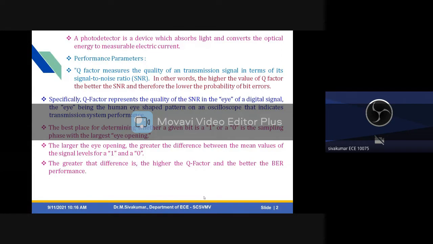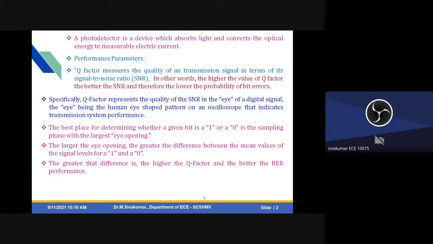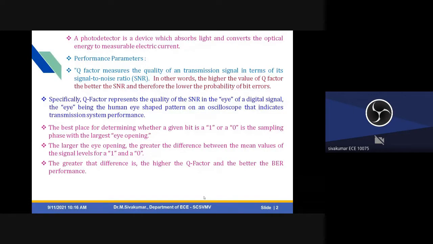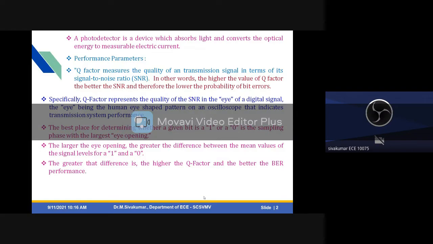Here, a lot of performance parameters are there, in terms of responsivity and sensitivity. In this experiment, we are going to concentrate on two important characteristics of an optical communication system to check the performance of the transmission system: Q factor and bit error rate. These are common issues in optical fiber communication systems, so we are taking these two important performance parameters to analyze.